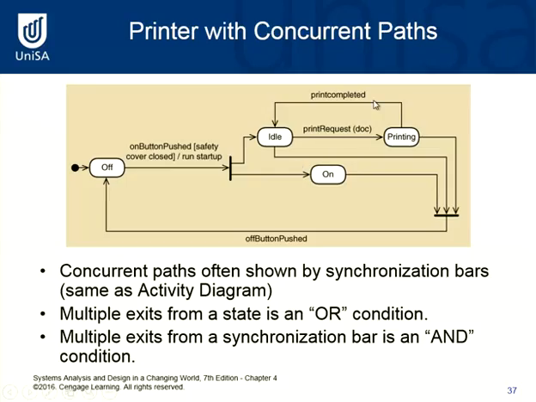So in this case, we've got a printer with concurrent paths. So if the on button is pushed with the safety cover closed, we run startup. Okay? We can either be on or we can be idle. If we are idle, we can either then go from idle back here after it's on to say that it's on, or we can go from idle and we can be printing something if something's asked to be printed.